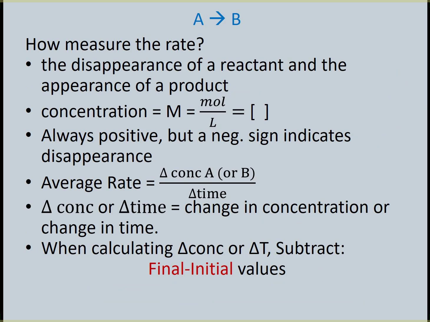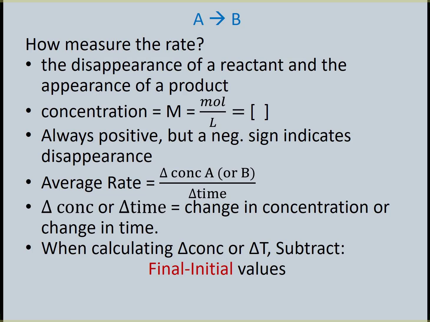So to sum up what I just said before, how do we measure the rate? You measure it by the disappearance of a reactant or the appearance of the product, or both. The concentration is a molar concentration, which is moles per liter. And another way to represent that is little brackets. So anytime you see brackets, that is molarity or moles per liter. Your rate is always positive, but if there is a negative sign, that is just telling you that it's disappearing. So you're more looking at the reactants part. And if it's positive, that means it's appearing.